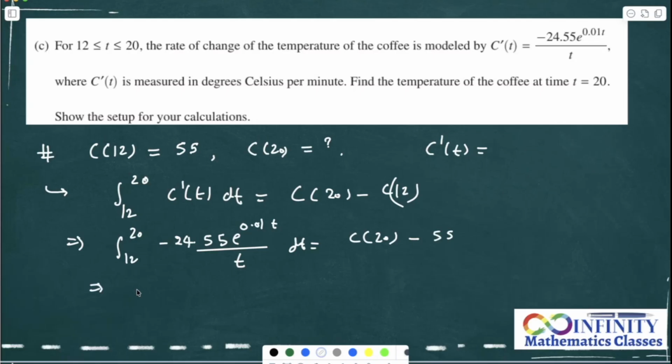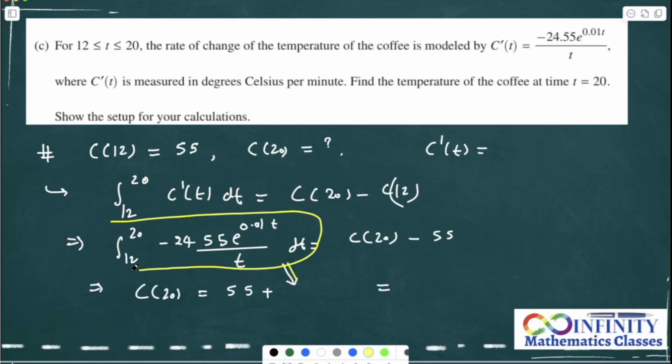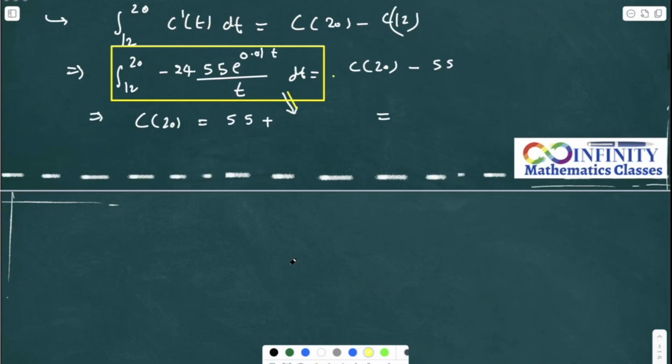So can you use your calculator, or should I use the calculator? Wait, give me 1 second. This should be the answer. This is what I told you. Whatever the value of this integral, you need to substitute here. Use your calculator to find this value. So let us go to the D part.